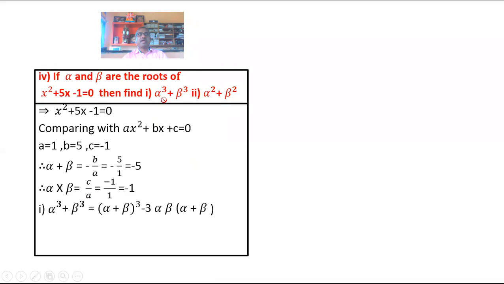First, to find alpha cube plus beta cube. Here alpha cube plus beta cube is equal to alpha plus beta bracket cube minus 3 alpha beta in bracket alpha plus beta. You know the cube of two terms: alpha plus beta bracket cube is equal to alpha cube plus 3 alpha square beta plus 3 alpha beta square plus beta cube.